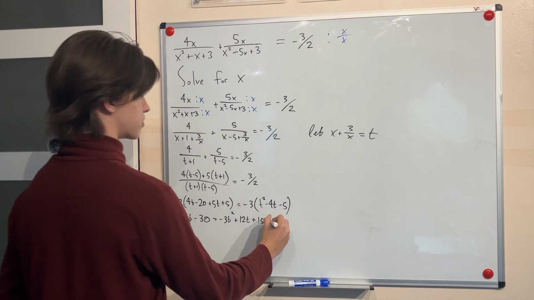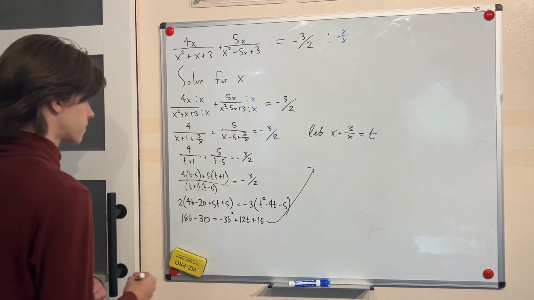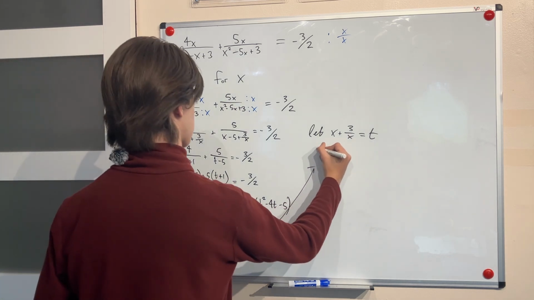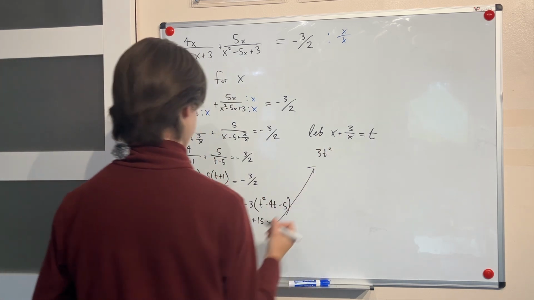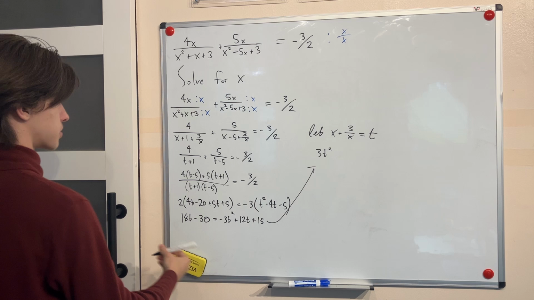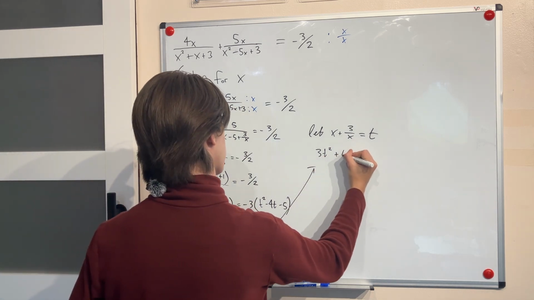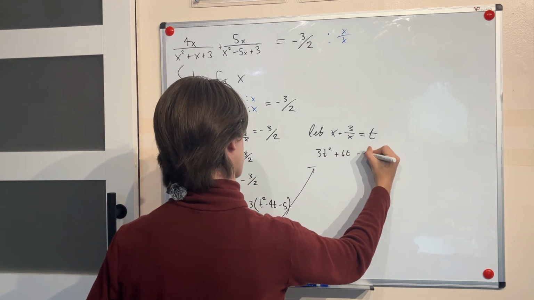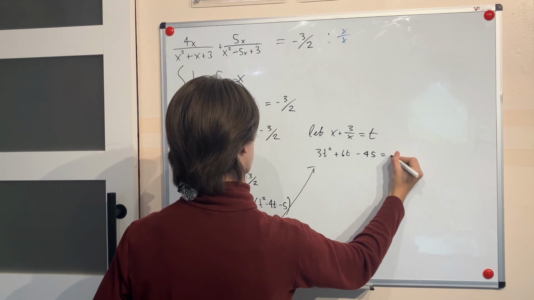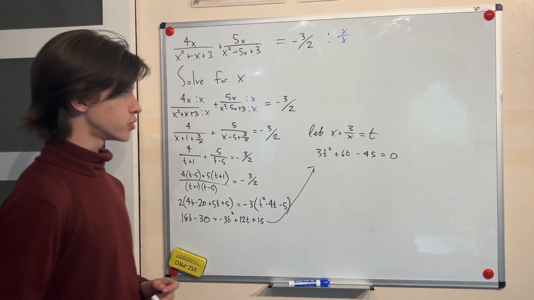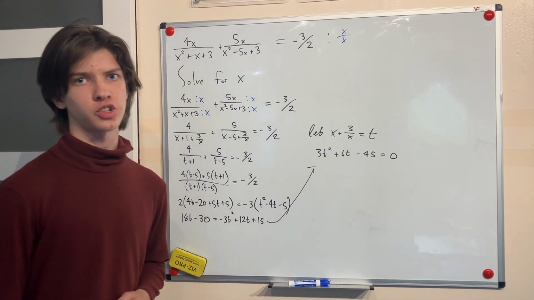And now let's move it a bit over here. We're going to have it simplified to 3t squared plus 60 minus 45 is equal to 0. And you can in fact factor it, or you can use the quadratic formula.